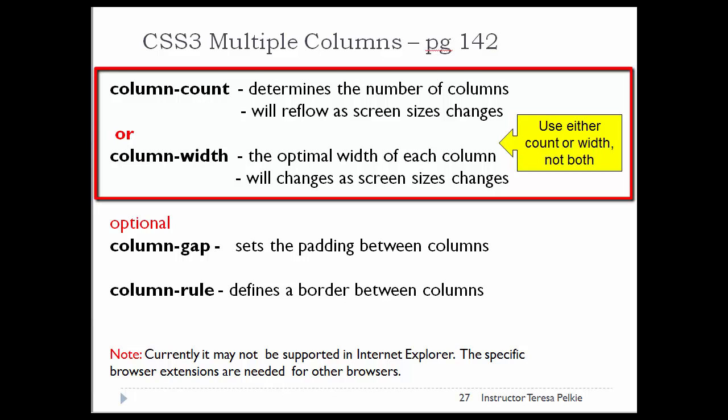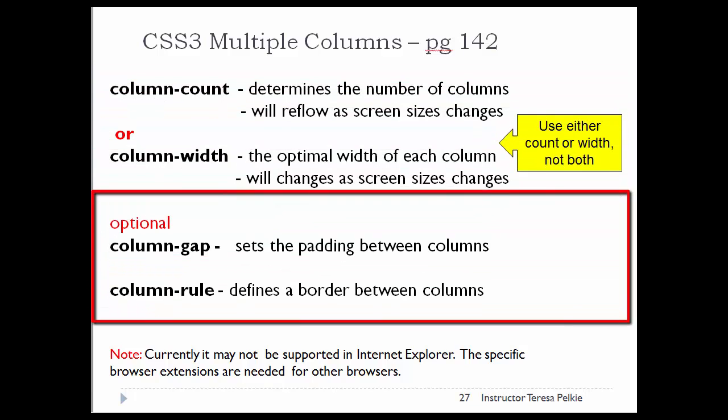Now, column-width would allow the optimal width of each column. So for example, if I set the column to say 100 pixels and I only had a small area, it would give me as many columns as I can at 100 pixels. However, if my area were to become larger, I could have more columns at 100 pixels. So both of these are basically responsive in nature.